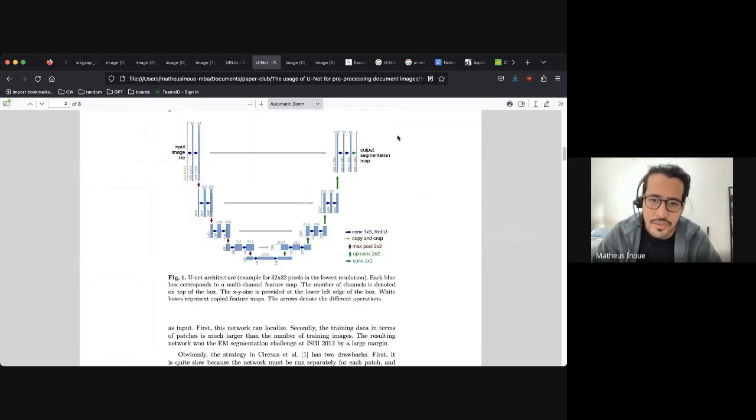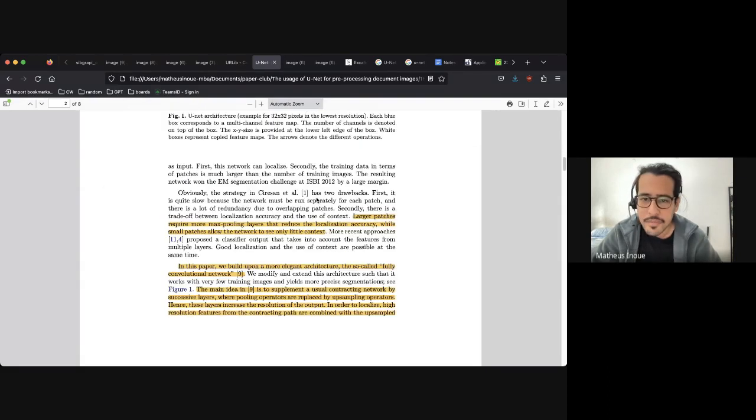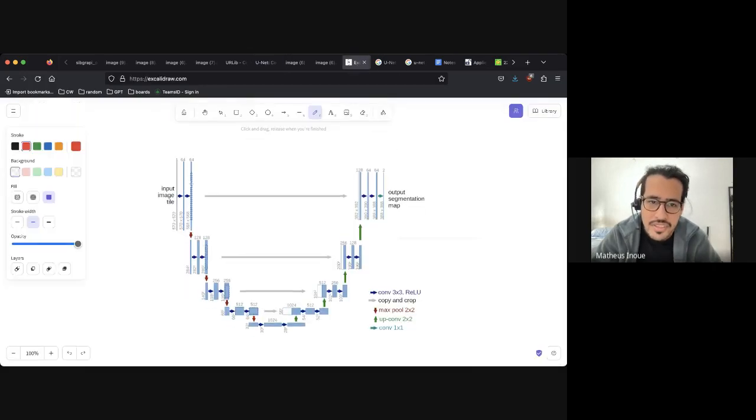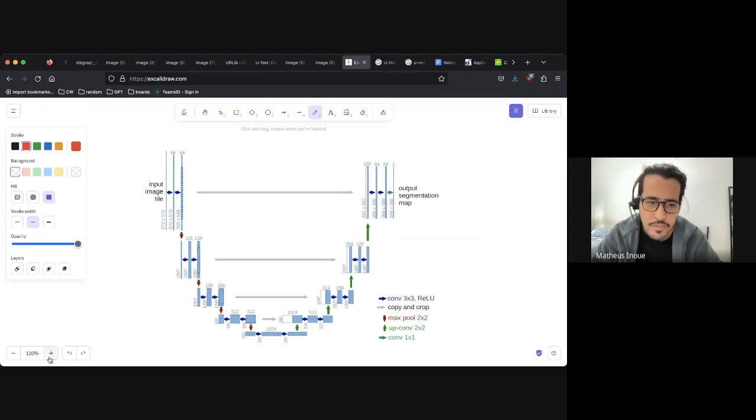So basically, here is the picture of the U-Net, right? So we have some architecture here, we have some feature maps, then a downsampling path and an upsampling path. I'll go into more detail later. But basically here, in this paper, they say they build a more elegant architecture that is called fully convolutional neural network, right? So basically, it's here. Can you guys see? Or should I zoom in more? It's okay? It's okay for me.